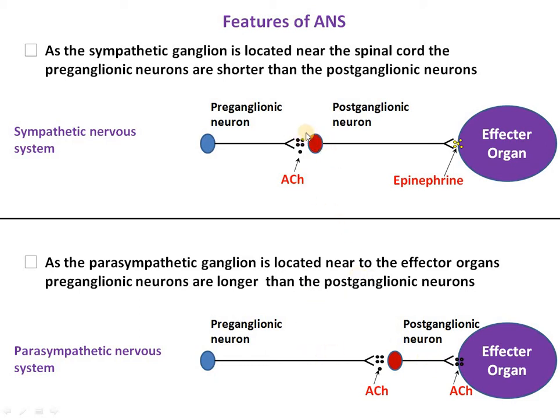In the sympathetic nervous system, the ganglia are located nearer to the spinal cord, and that's why the preganglionic neuron has to travel a shorter distance, whereas the postganglionic neuron has to travel a long distance to reach the effector organ. That's why the postganglionic neuron in the sympathetic nervous system is longer. And in the parasympathetic nervous system, the ganglia are located nearer to the effector organ. That's why the postganglionic neuron has to travel a shorter distance, whereas the preganglionic neuron has to travel a longer distance to reach the ganglion.